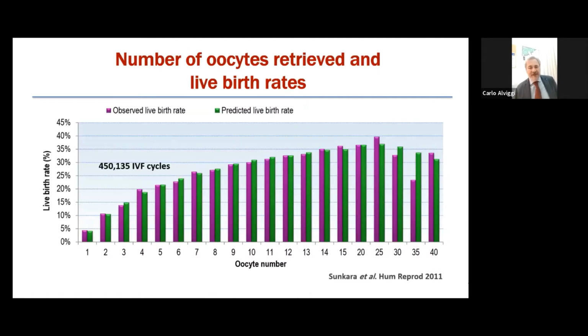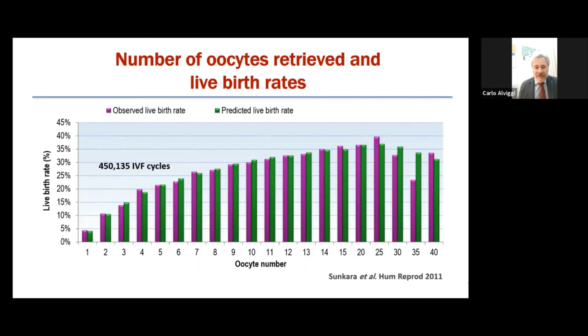Let's move. This is the most famous slide probably in the last years that showed for the first time two very important kinds of information. The information derives from retrospective analysis of 500,000 cycles. So despite the retrospective, the sample size is incredible. And what I would like to say is that this information is only related to fresh cycles, and it is very good because it's related to live birth rate. This is an endpoint that we really appreciate.